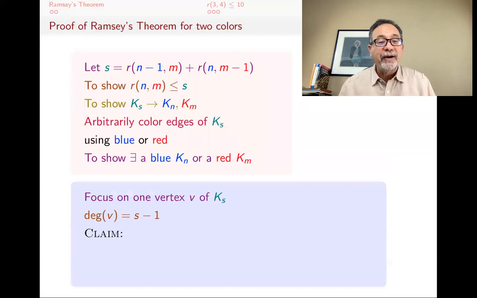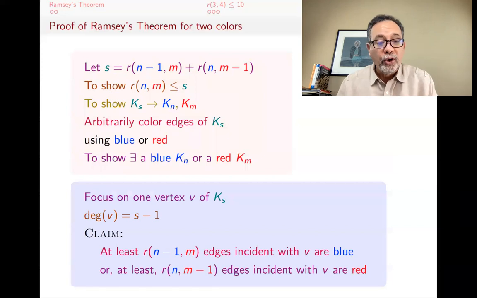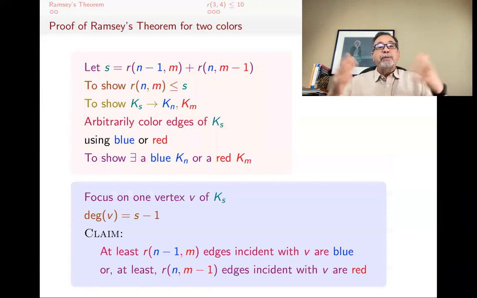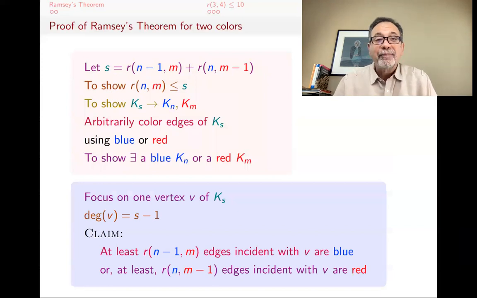And this is the claim that I'm going to make, that among those edges, at least R(n minus 1, m) of them are blue. Or, if that's not the case, and it doesn't have to be the case because maybe you colored everything with red, then at least R(n, m minus 1) of the edges are red. Okay, now why is that?